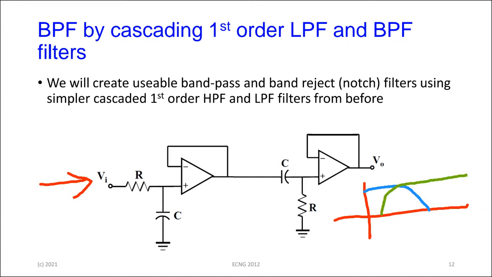So the only thing that survives, okay, is going to be this little bit in the middle. So nothing here, nothing here. And we have this little band that is passed inside of here. Okay, it doesn't really matter which sequence you do it in. What matters is where you set the cutoff frequencies for the high pass filter and the low pass filter.